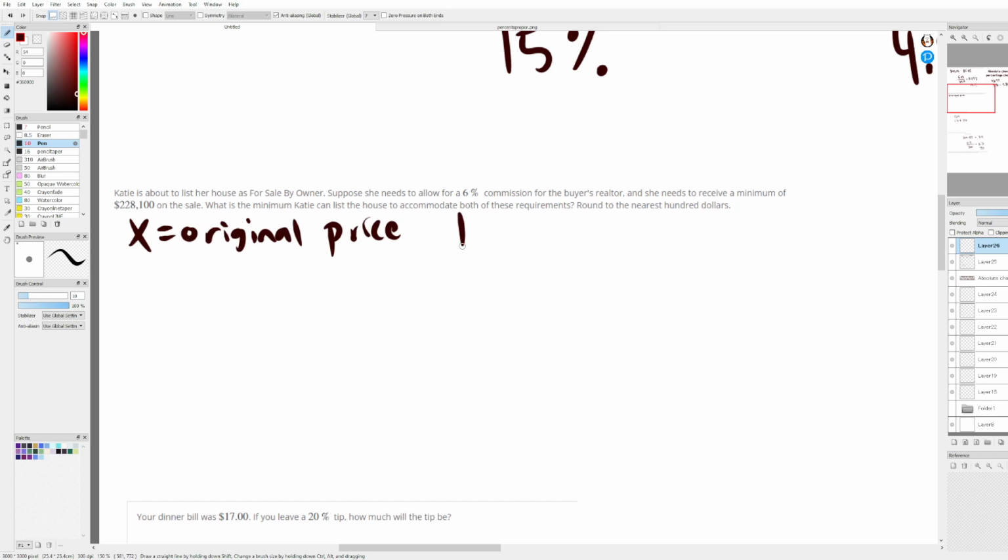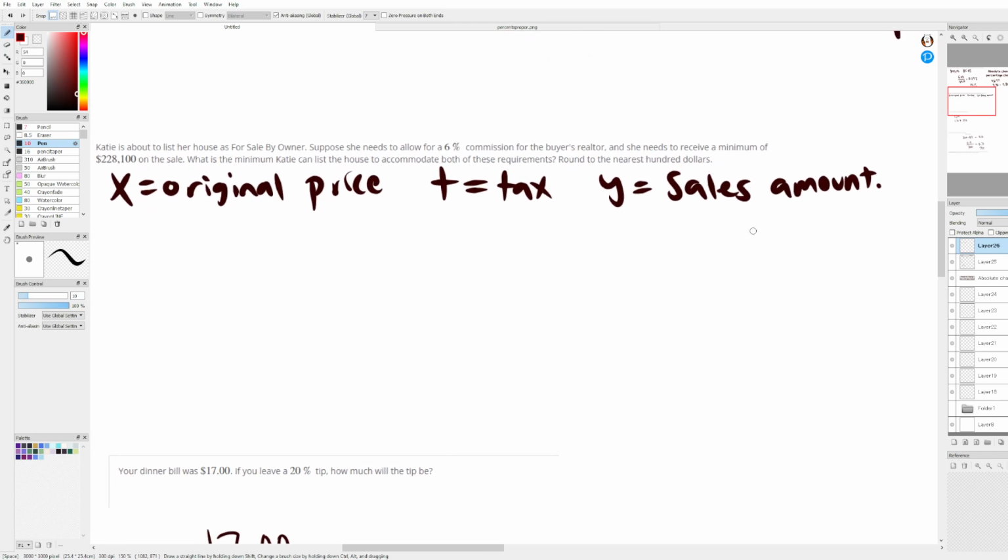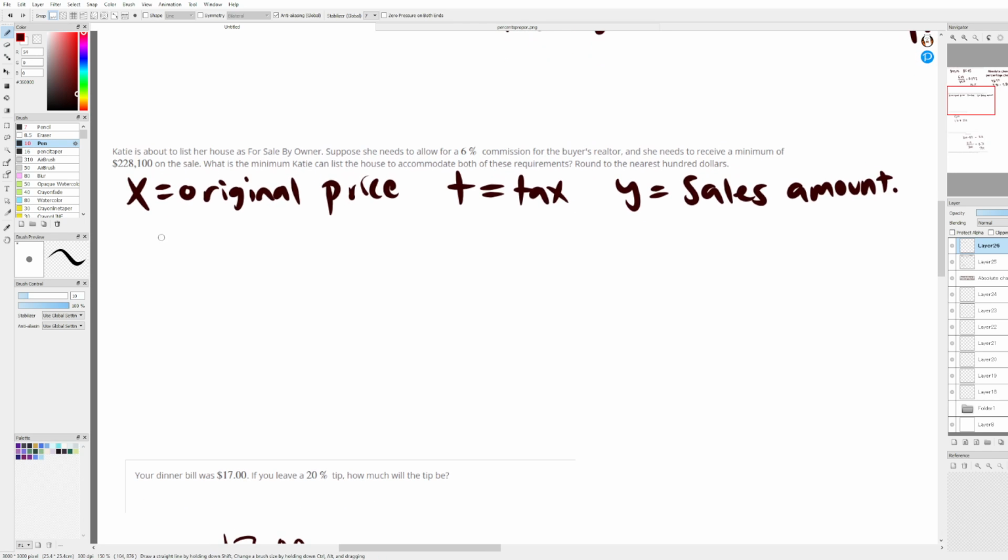And T is equal to tax. And Y is equal to our sales amount. So when you're buying something, it's the original price. And then depending on, in this case, it's not necessarily tax because we're talking about a 6% commission. And this is going to be taking away money from her.